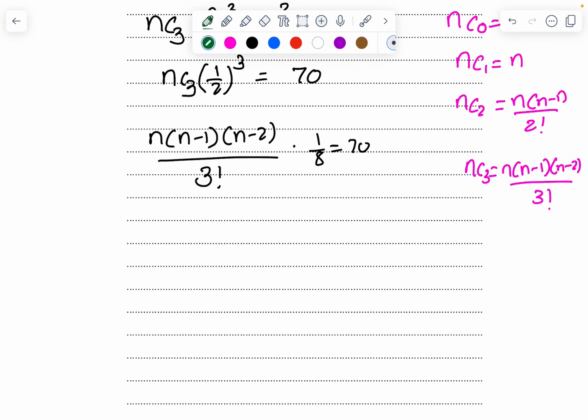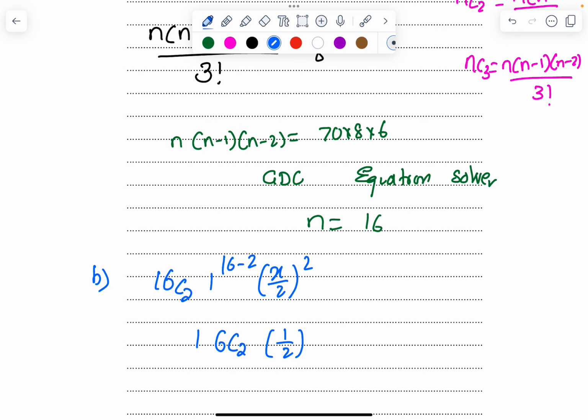Then find the coefficient of x square. That is part A. Now part B, coefficient of x square. So it is 16C2, 1 to the power of 16 minus 2, (x upon 2) to the power of 2, which is 16C2 times (1 upon 2) square. Use the calculator, you should be getting it as 30.